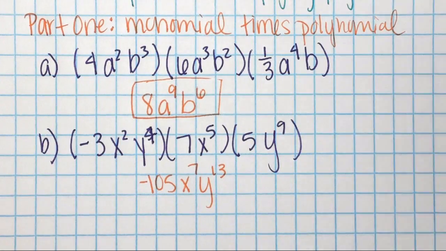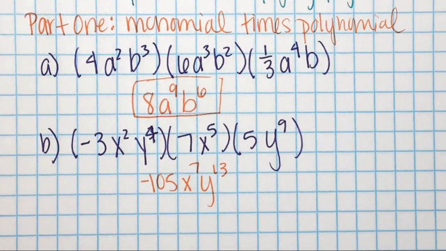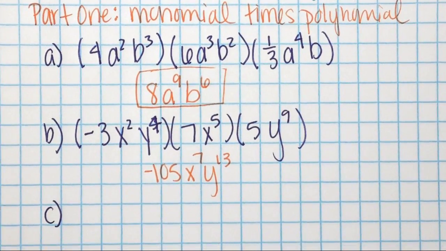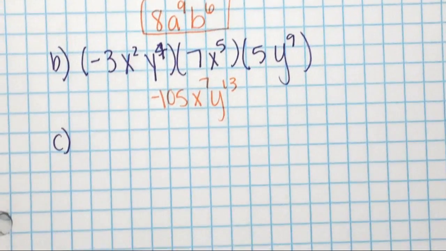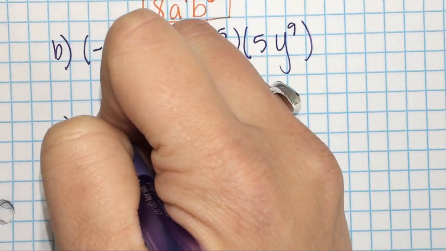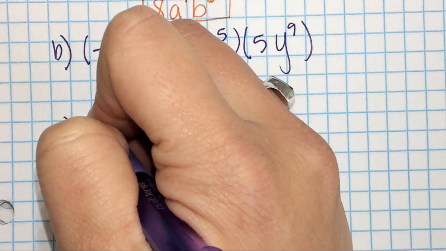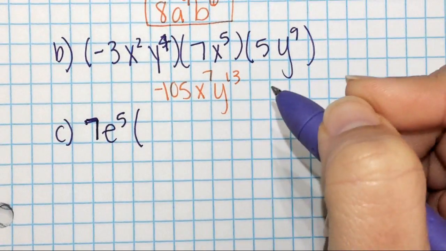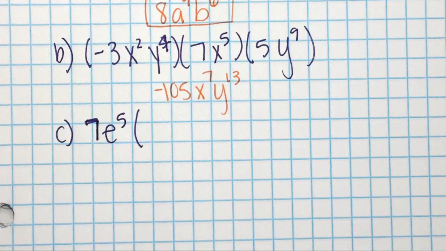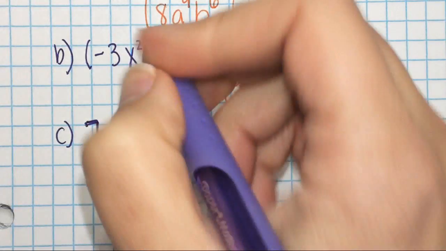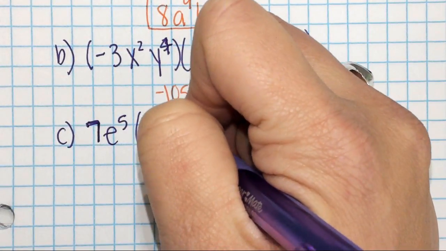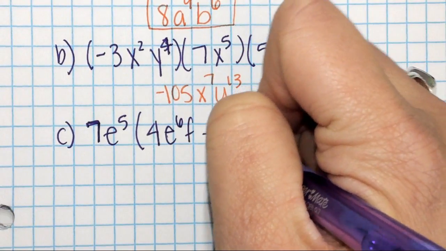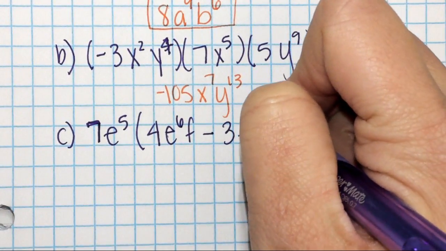Alright, do we need to do one more like this, or can we do a monomial times a binomial? We can move on. Alright, let's do 7e to the 5th, and we're going to multiply it by a binomial. So how many terms is a binomial? 2 terms. Alright, so we have 4e to the 6th f minus 3f cubed.